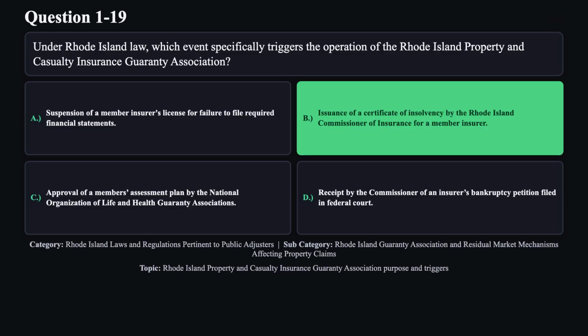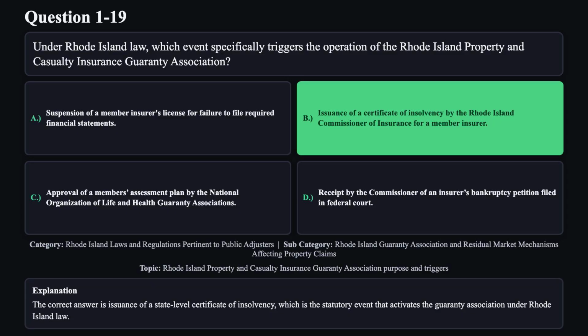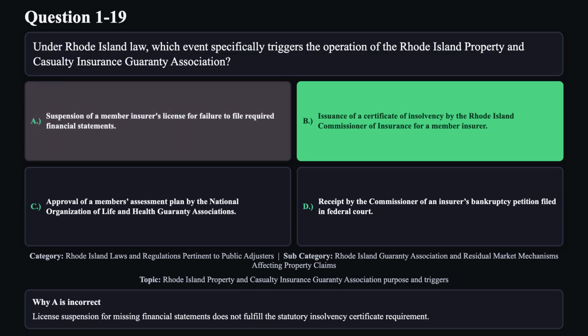The correct answer is B. The correct answer is issuance of a state-level certificate of insolvency, which is the statutory event that activates the Guarantee Association under Rhode Island law. Reason A is not correct. License suspension for missing financial statements does not fulfill the statutory insolvency certificate requirement.